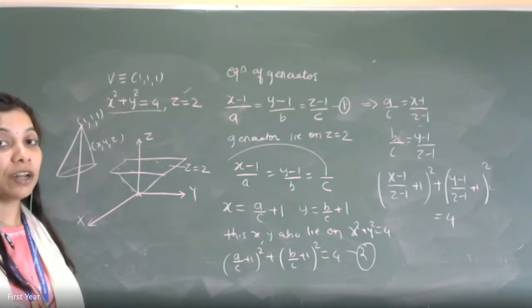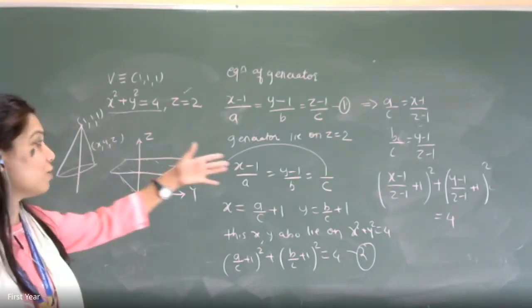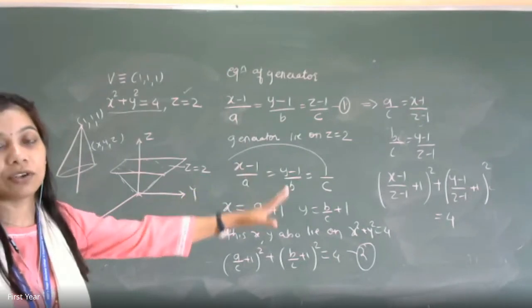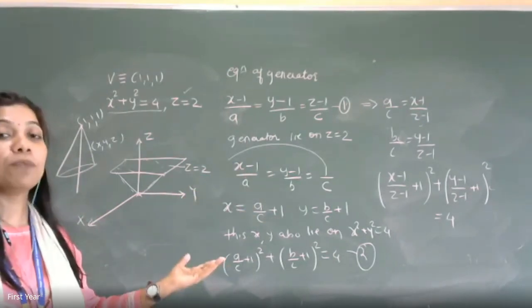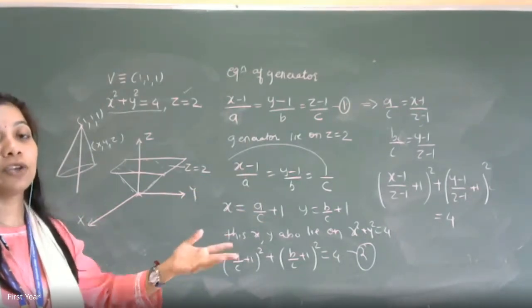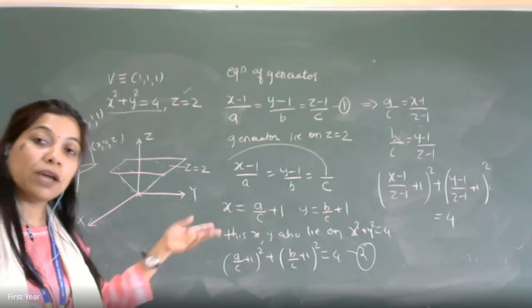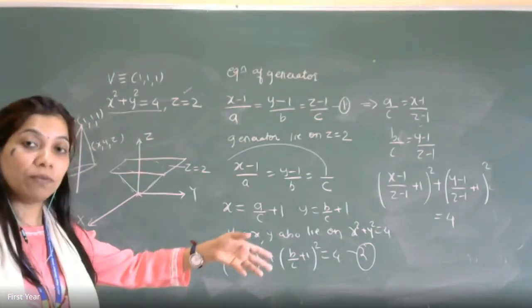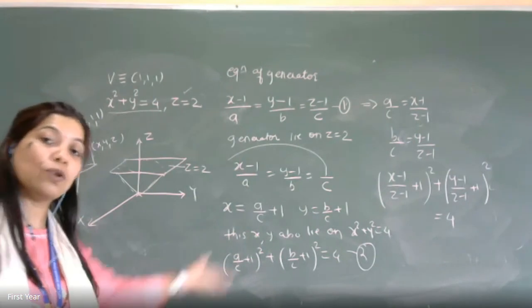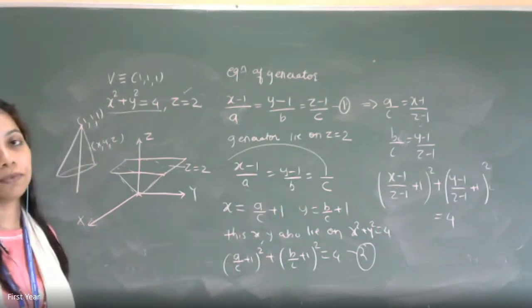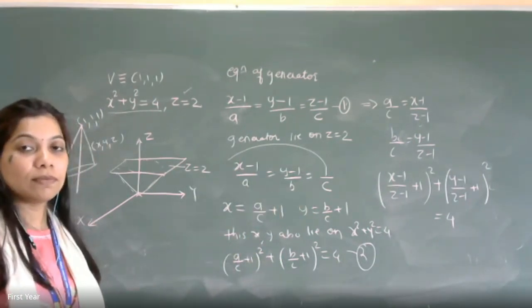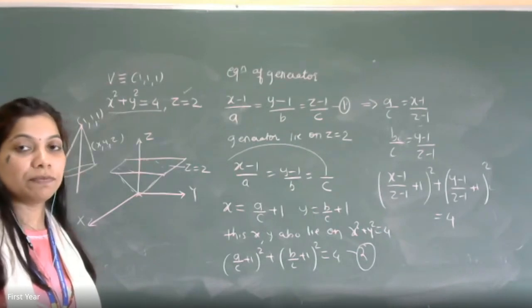This is for the general case, because here the point was also (1, 1, 1), so directly we could go ahead and simplify it. Even if it is some other point A, B, C, let us say (1, minus 2, 3), you can shift the origin from there, shift the vertex from (1, minus 2, 3) to (0, 0, 0), get the answer. That is also good, correct.